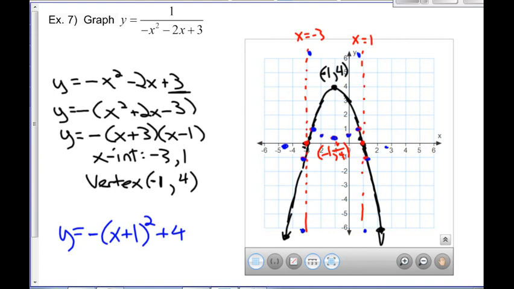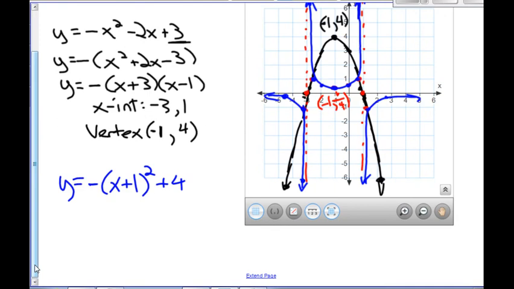Now we just need to connect them up. There we go. So there in blue is our reciprocal graph. We graphed the original. We looked for those vertical asymptotes. We took the reciprocal of some points. And then basically we just said, well, wherever it's big on the original, it's small on the reciprocal.